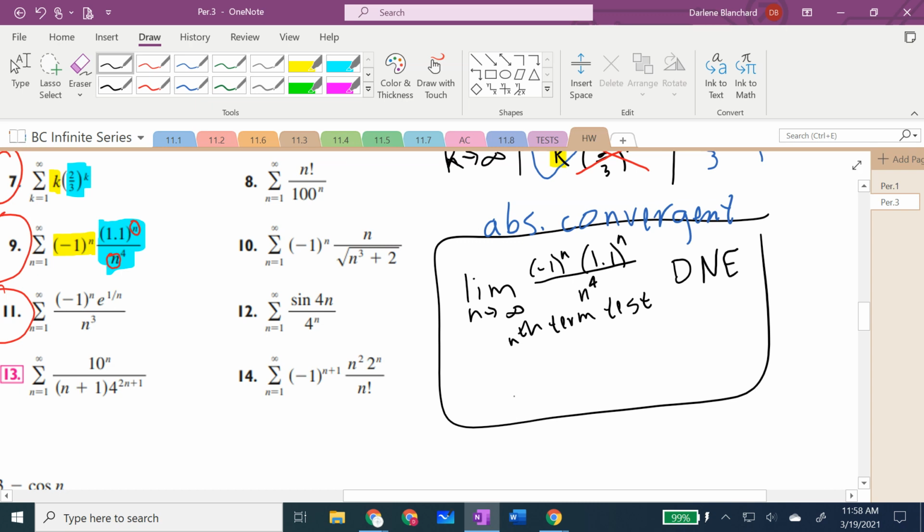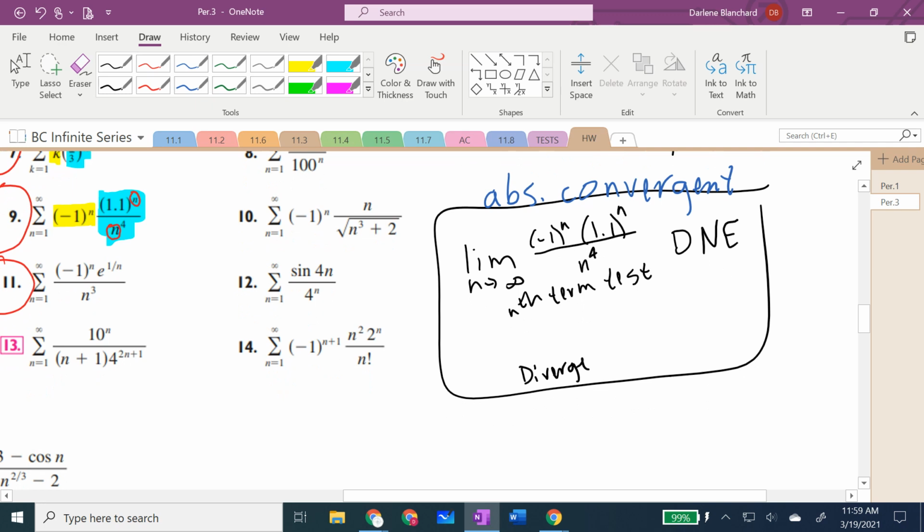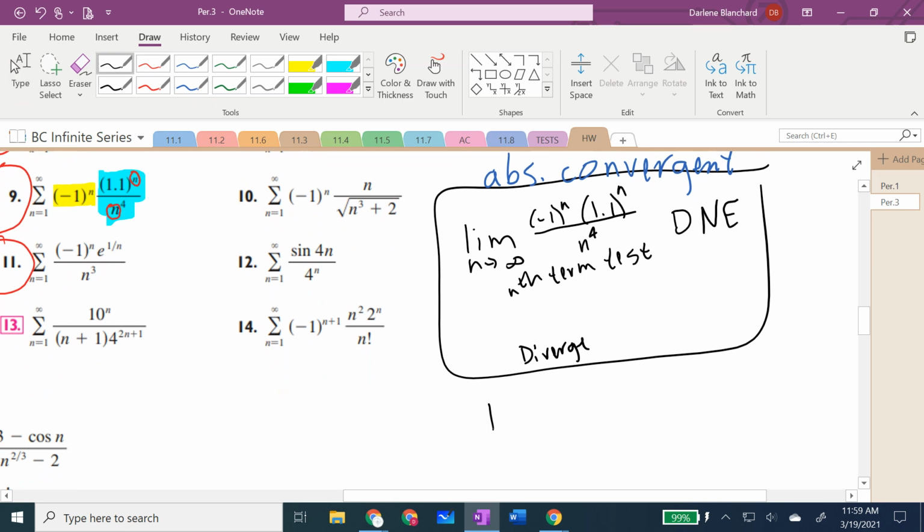And was that a hand? Yes. So my question was, so I found that, and I saw right away that it was going to fail AST because the limit was not going to be 0. But in the answer key, it says that they did the ratio test, and I was wondering why. Because wouldn't it be easier to do it like the way that we did it? You can do it that way.